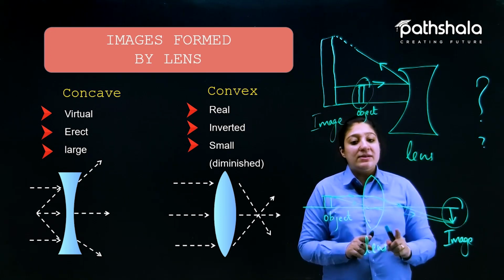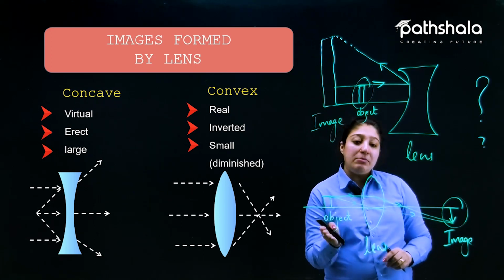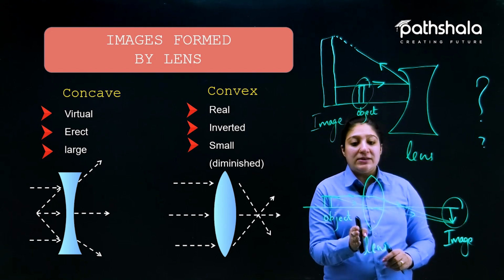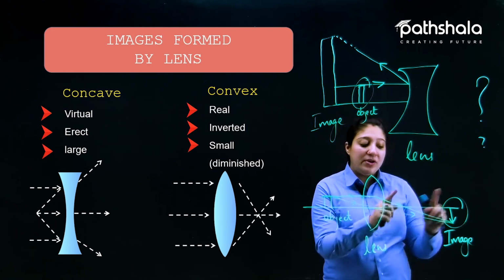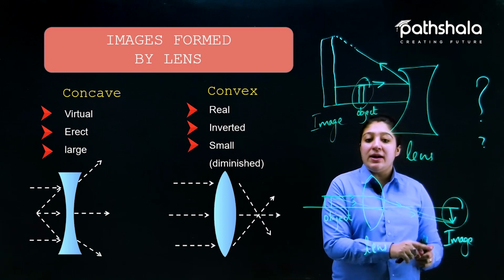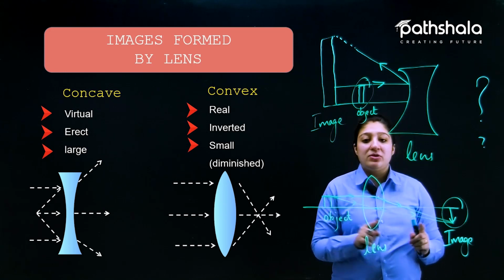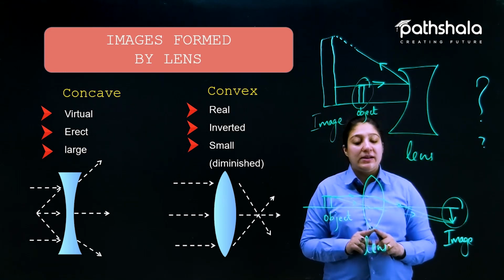But the case changes when the object is kept very near to the lens. If it is kept very near to the lens, no real image will form. In that case, a virtual image will form. So that is how image formation takes place in lenses.